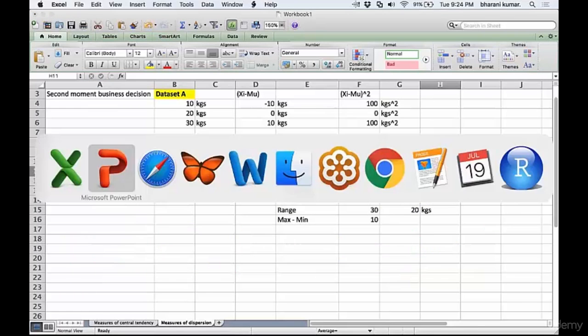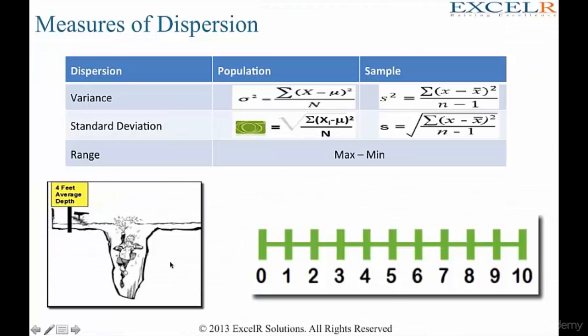Now, there is a small anecdote here. Say you want to cross a river, and you have to cross it by walking. And you ask a person on the ship, what is the depth of the river? He says it is 4 feet on an average. The depth of this river is 4 feet on an average, and your height is 6 feet. Would you cross the river?